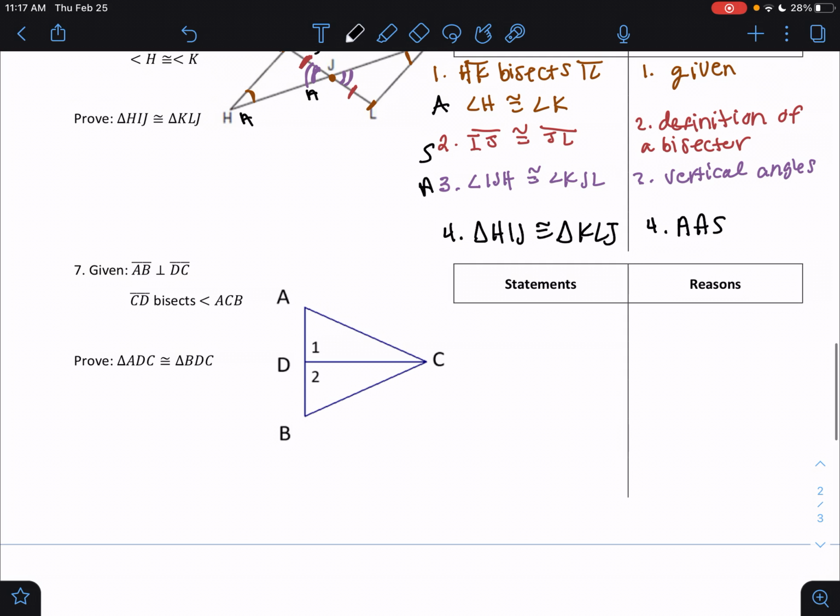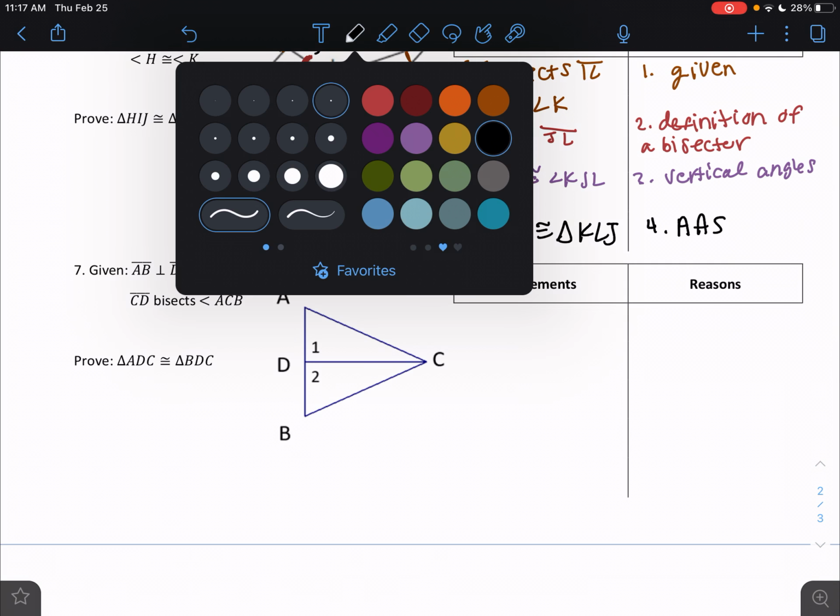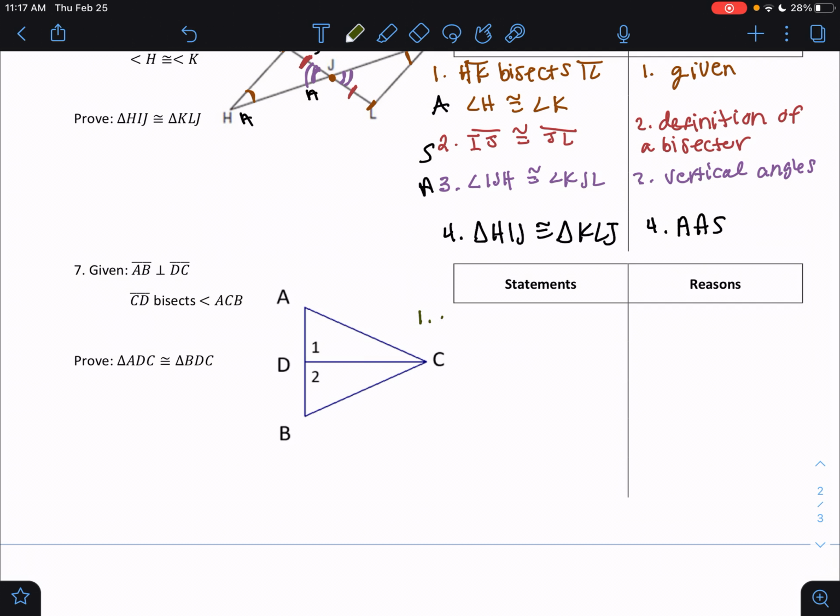And then we have one more, number 7. So again, I'm going to start with given. Remember, this means perpendicular, so AB is perpendicular to DC. And then CD bisects the angle ACB. So that means it's cutting that angle in half this time, not the line. So that is our given information.